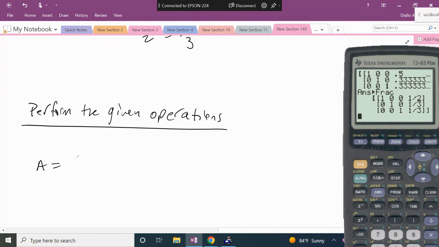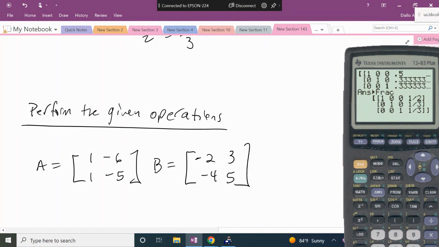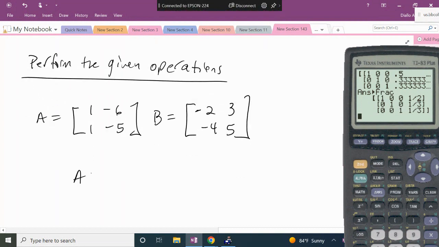So in this first example, we have matrix A is equal to 1, -6, 1, -5. B is equal to -2, 3, -4, and 5. And they would like us to add these two together.